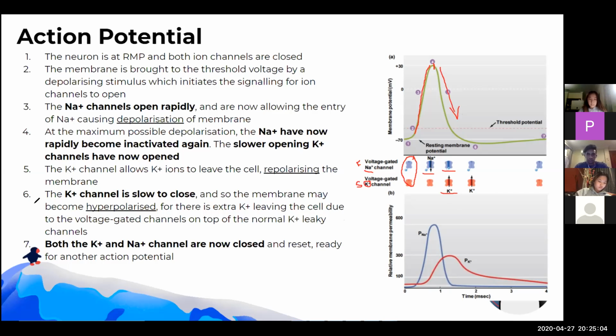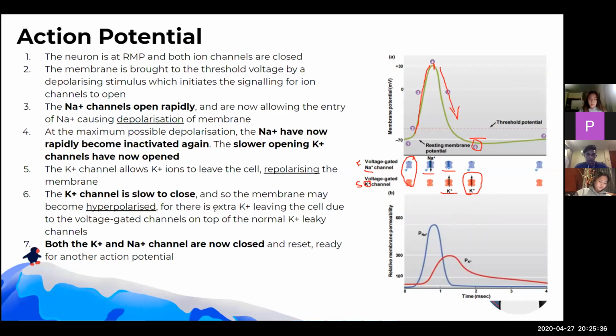Now on to step 6. The potassium channels are also very slow to close. That's the reason why we can become hyperpolarized. If you see here, our potassium channels are still open because they open slowly and they close slowly. As they're slowly closing, more and more potassium is leaking out, so we might become hyperpolarized. We're going to be more negative than our resting membrane potential here.